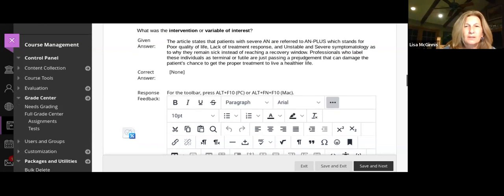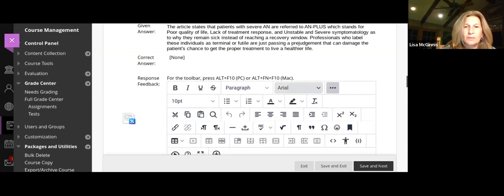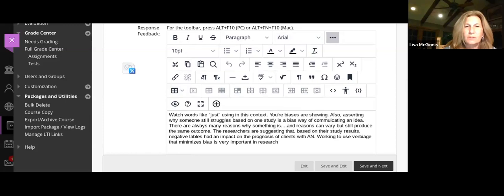So this was a lot of information. So I want you to see what the comment was. When you use words like "just," then it shows your bias. This is something that I mentioned to some of you with your PICO questions. You're also asserting why someone still struggles based on one study, which is a biased way of communicating an idea. There are always many reasons why something is, and reasons can vary, but still produce the same outcome.